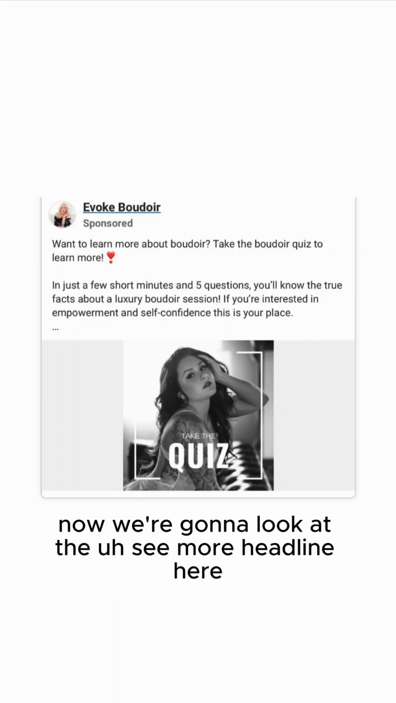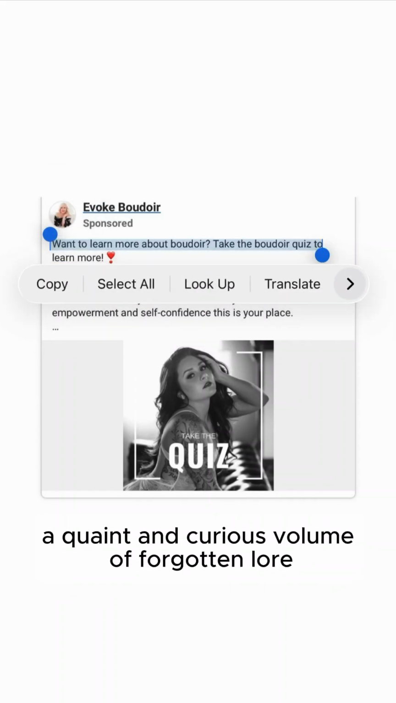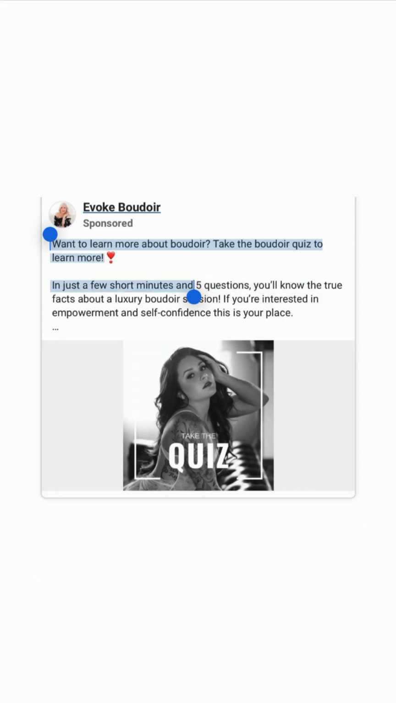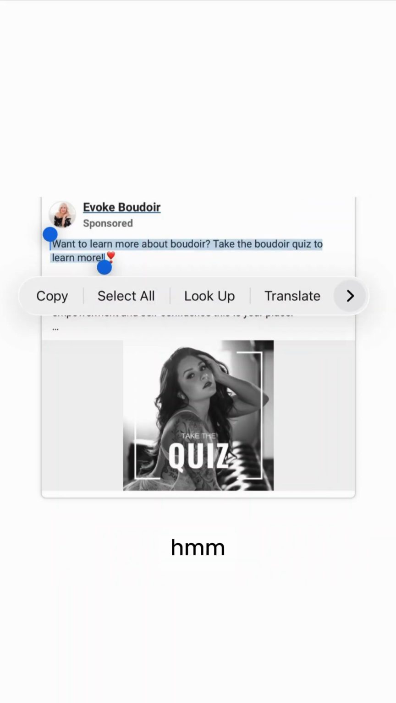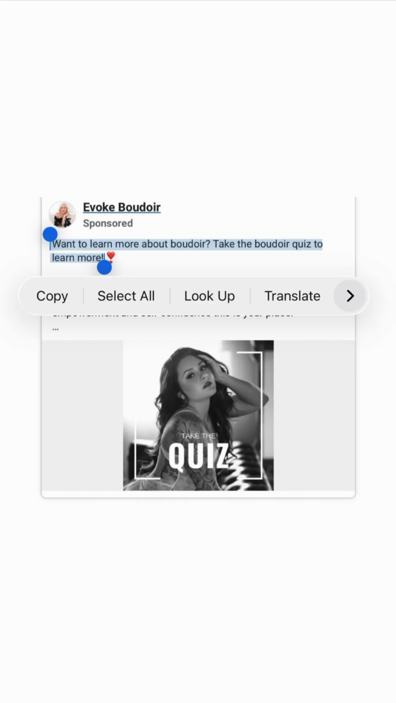Now we're gonna look at the see more headline here. Want to learn more about Boudoir? Take the Boudoir quiz to learn more. Now, yeah, lack of context, but it's kind of an intro feeler, kind of top of funnel about Boudoir.